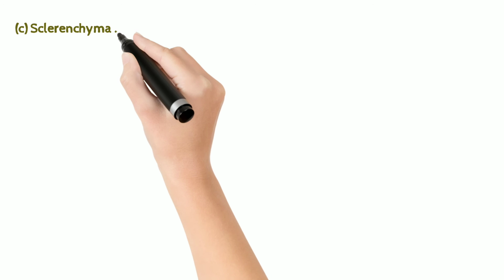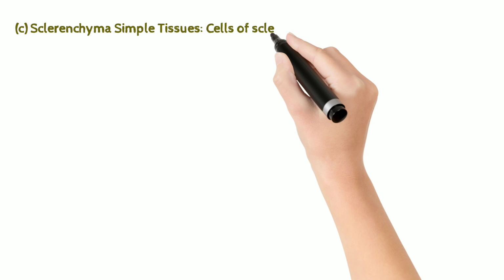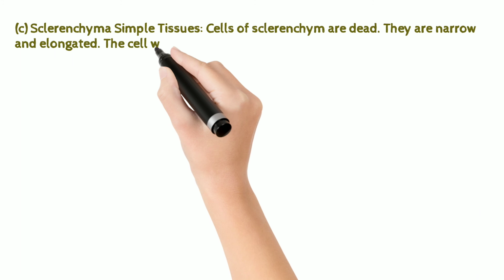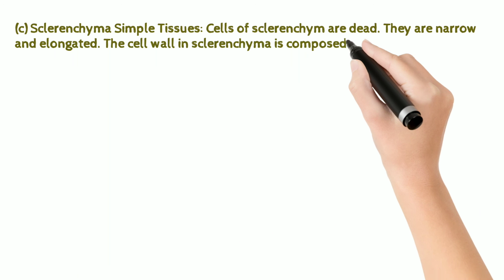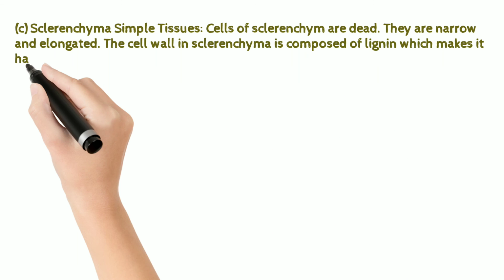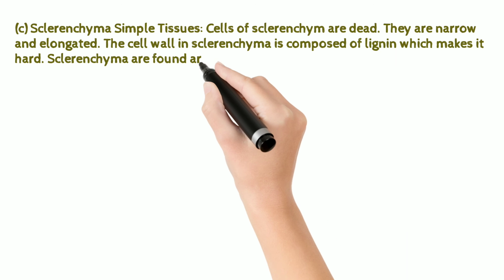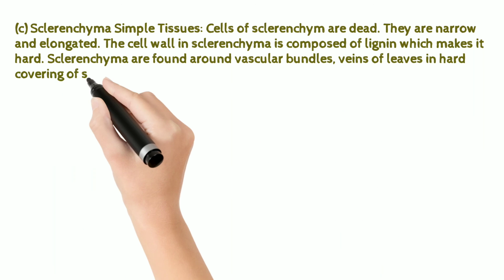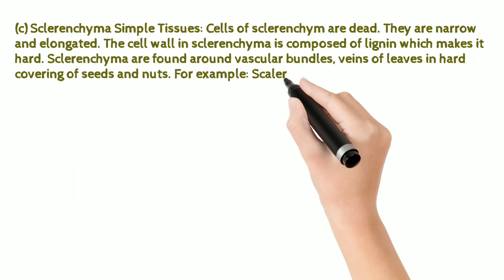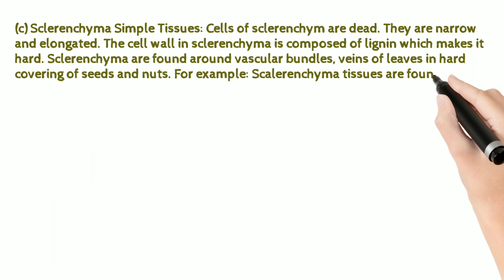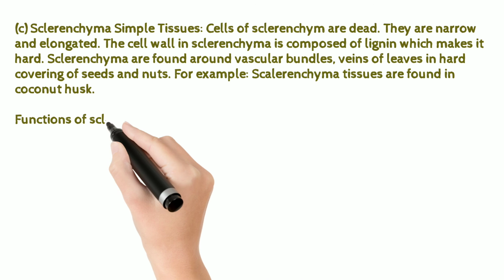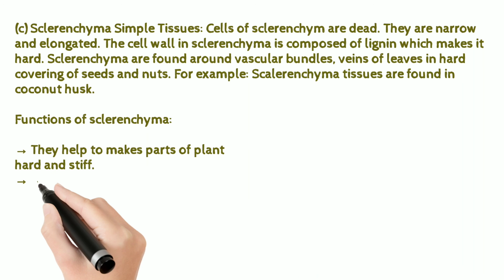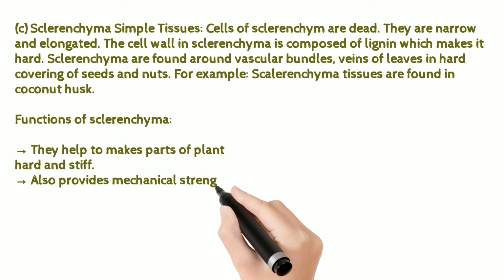C. Sclerenchyma simple tissues. Cells of sclerenchyma are dead. They are narrow and elongated. The cell wall in sclerenchyma is composed of lignin which makes it hard. Sclerenchyma are found around vascular bundles, veins of leaves and hard covering of seeds and nuts. For example, sclerenchyma tissues are found in coconut husk. Functions of sclerenchyma. They help to make parts of plant hard and stiff. Also provides mechanical strength.